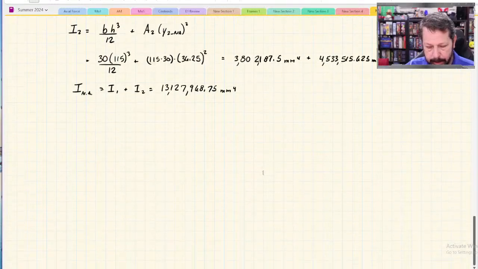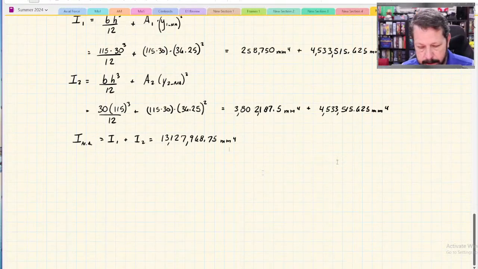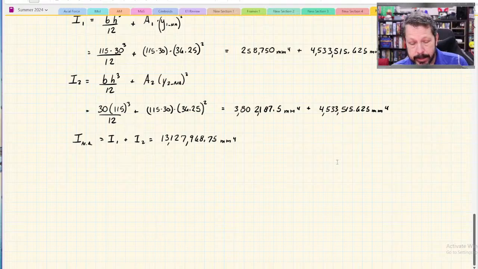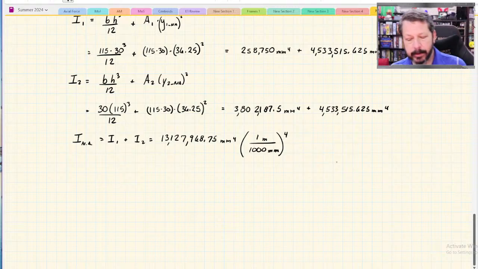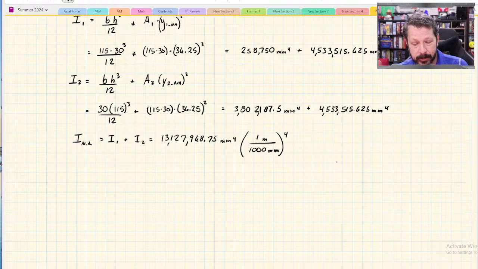So here's a tricky spot where some people will make a mistake with this conversion. So 13 million millimeters to the fourth. There are 1,000 millimeters in a meter, so you just divide by 1,000. But that's not how you convert millimeters to the fourth power. Yes, there are 1,000 millimeters in 1 meter, but you've got to raise that conversion factor to the power that the millimeters are in. So raise it to the fourth power. Essentially, you've got to divide by 1,000 4 times.